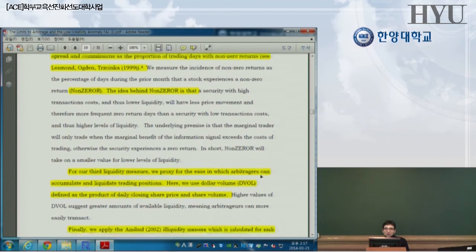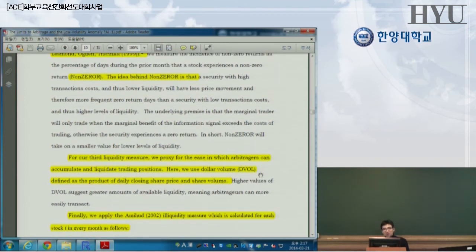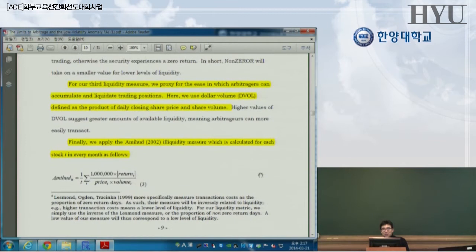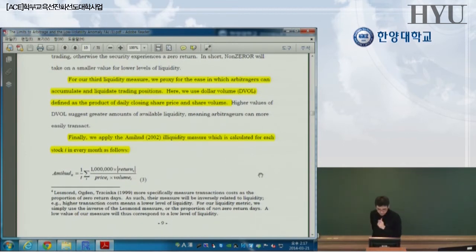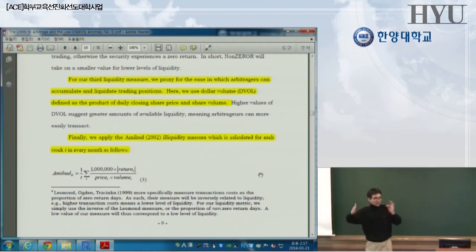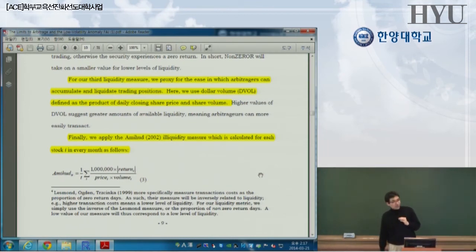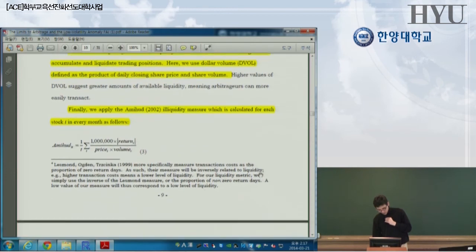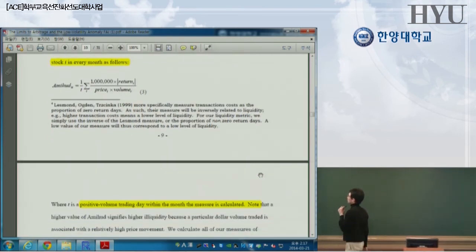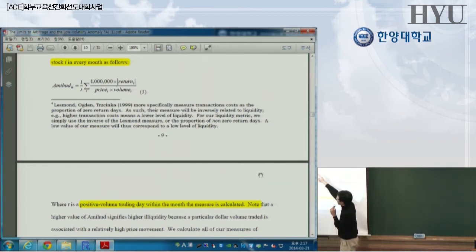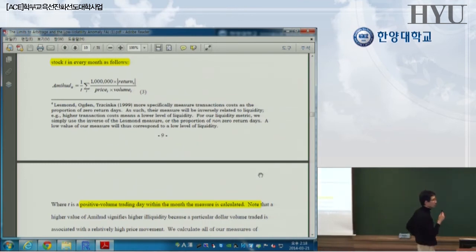Okay. Now, finally, the fourth measure of liquidity, which is my favorite, called the Amihud illiquidity measure. The Amihud illiquidity measure looks like this. T is the given period in which trading volume is positive. Positive T is the number of days in which trading volume is positive. And over the specific time period T, Amihud suggests we calculate this formula. If this number is high, then the stock is illiquid. If the number is low, then the stock is liquid.